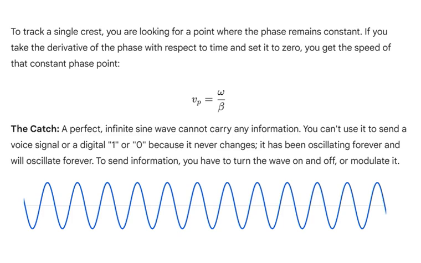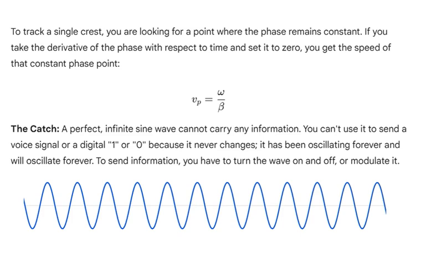To track a single crest, you are looking for a point where the phase remains constant. If you take the derivative of the phase with respect to time and set it to 0, you get the speed of that constant phase point. Vp equals omega over beta.